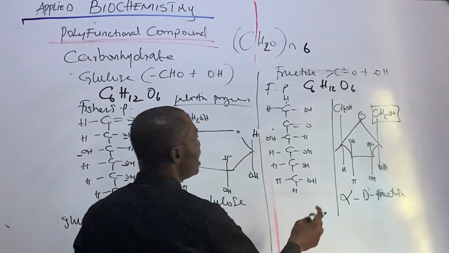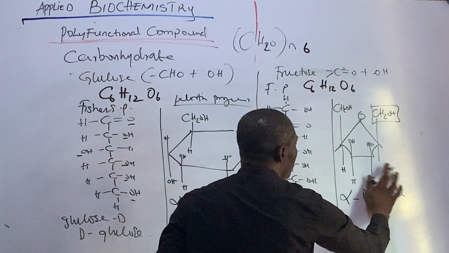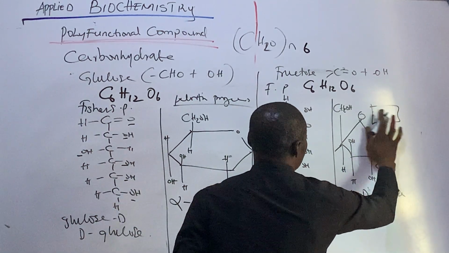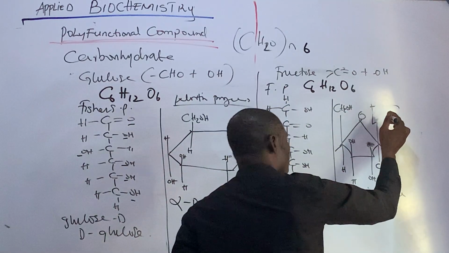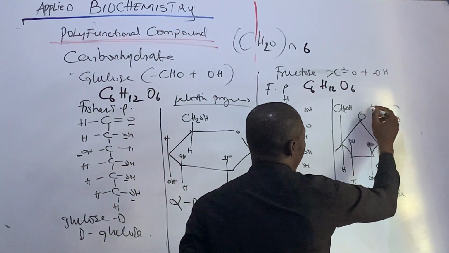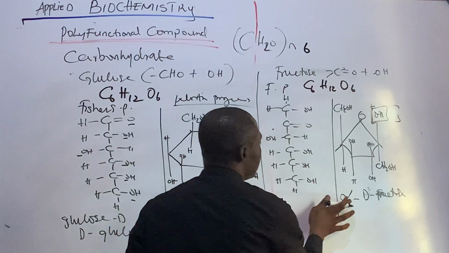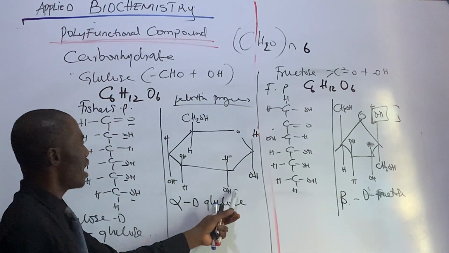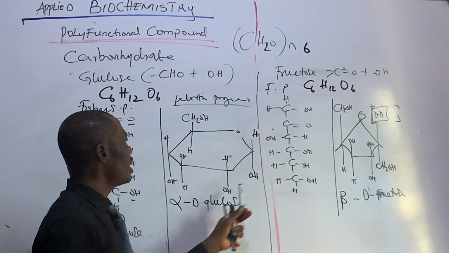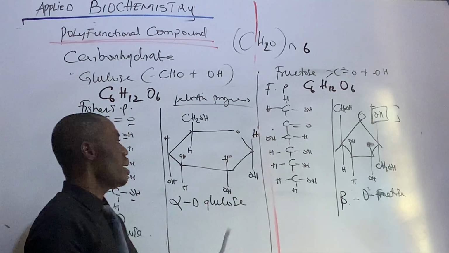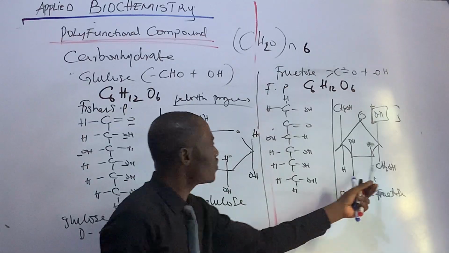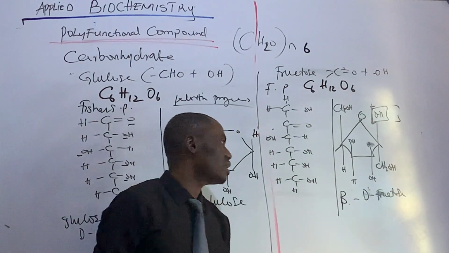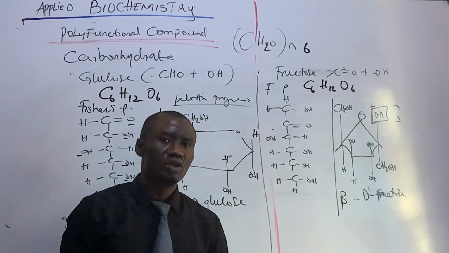Now, if you remove this one and put it somewhere here, CH2OH, and you transfer the OH over here, you're going to have the beta D glucose. Now you can see the difference between this one and this one. If the OH is down, it's alpha D glucose. If it is up, it is beta D glucose. If the CH2OH is down, it is beta D glucose. If it is up, it is alpha D glucose.